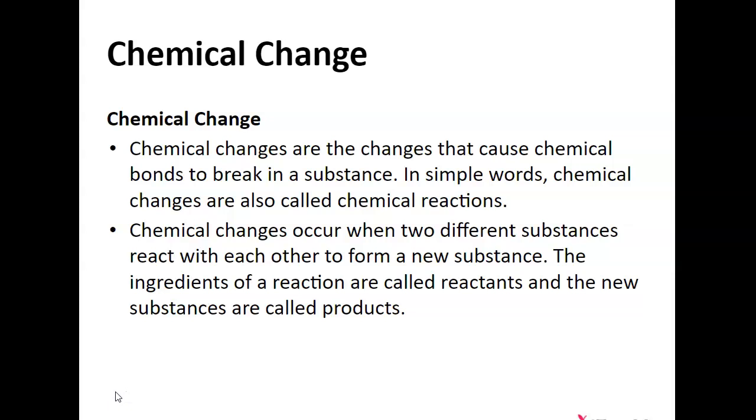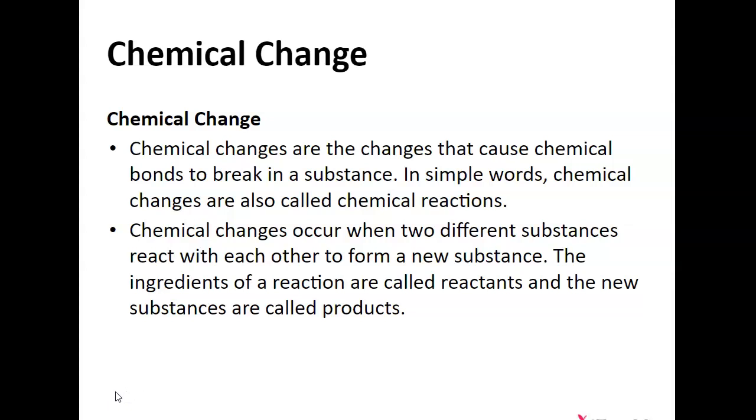So when we look at a chemical change, they are changes that cause the chemical bonds to break in a substance. So in simple words, chemical changes are really chemical reactions that are taking place. So chemical changes occur when two different substances react with each other. And here's the key, guys. They're going to form something totally new, a new substance.